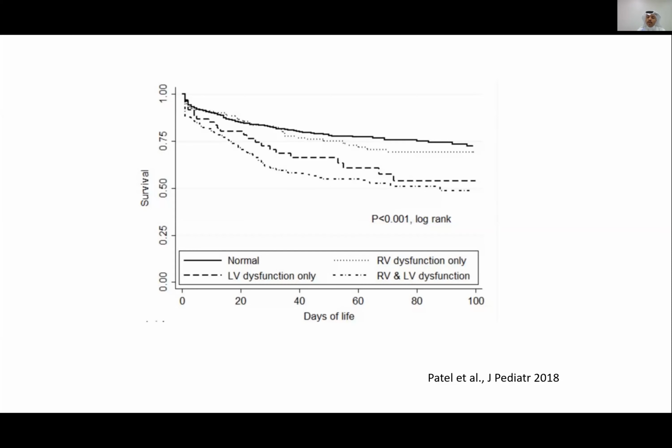But the one after that, the dashed line, is a baby with left ventricular dysfunction. You see there's a big difference in survival. And the last one is biventricular dysfunction. So if you have ventricular dysfunction in addition to CDH, then the survival changes significantly.